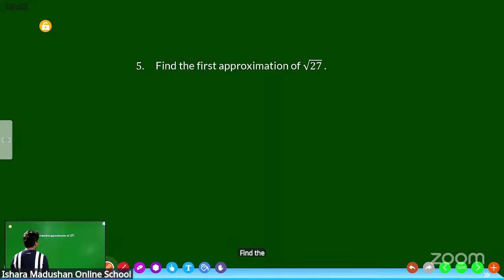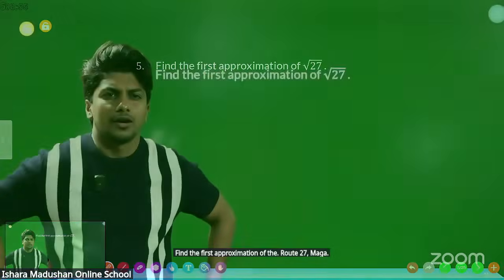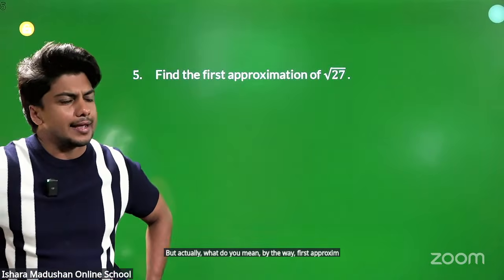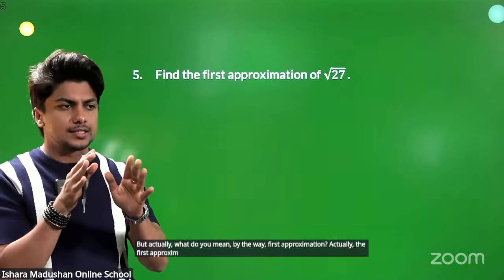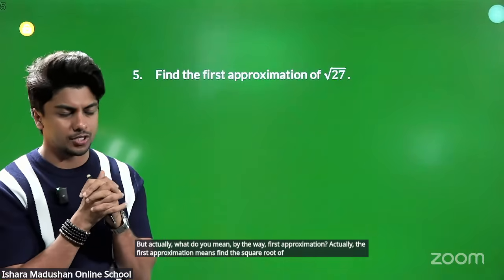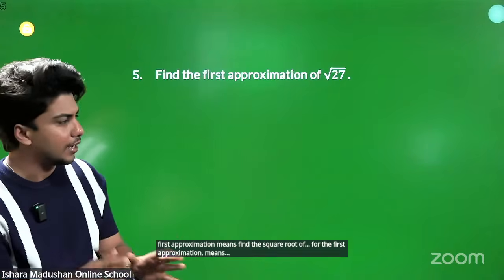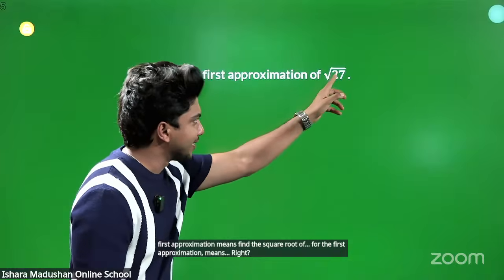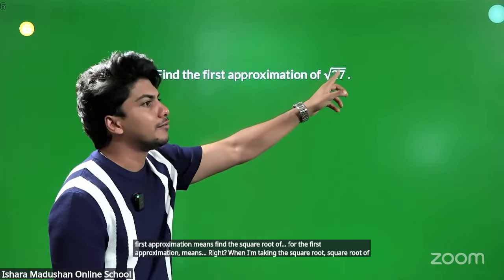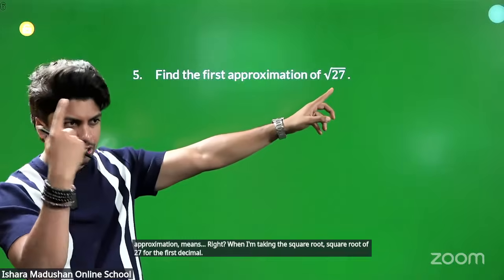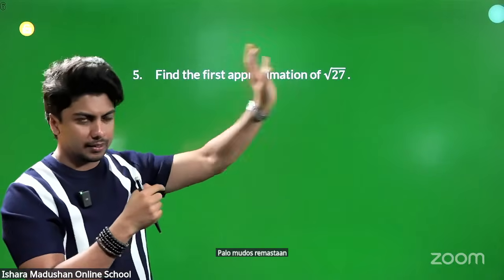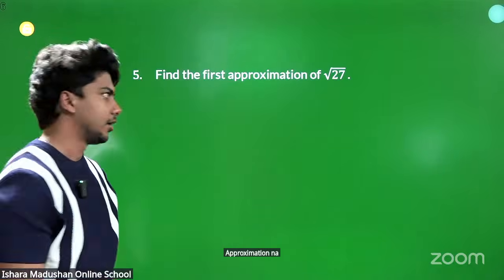Find the first approximation of the root 27. But actually, what do you mean by the first approximation? The first approximation means finding the square root of 27 rounded to the first decimal place. How to do that?